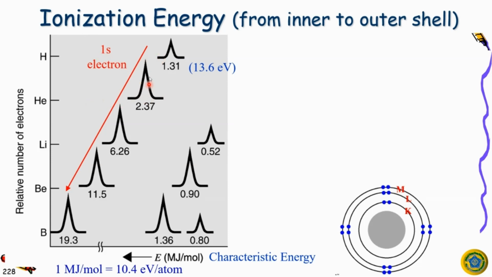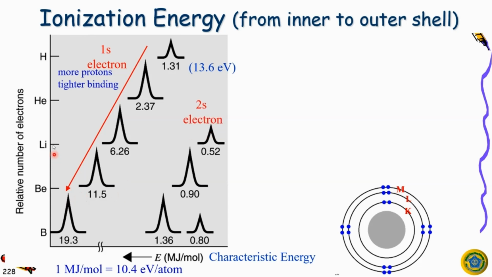And helium has 2. Why does the ionization energy of helium increase? Because the energy goes from low to high. And why? More protons, tighter bonding. So the energy will be high. Lithium will be high, and beryllium will be very high. These are 1s electrons.